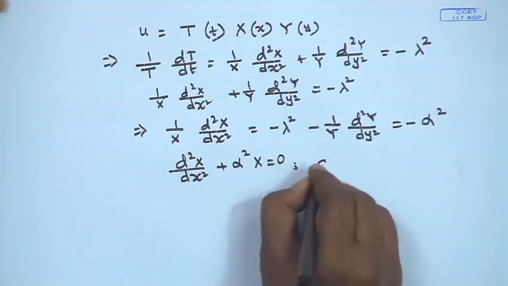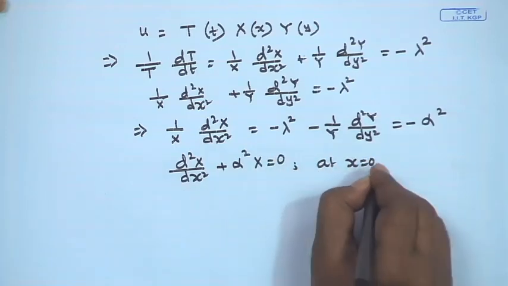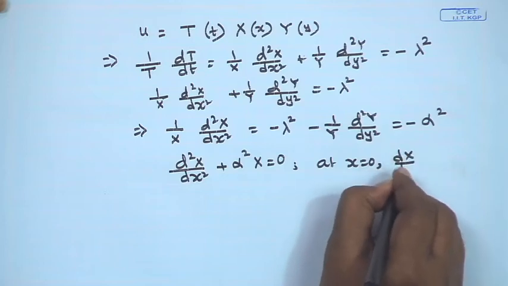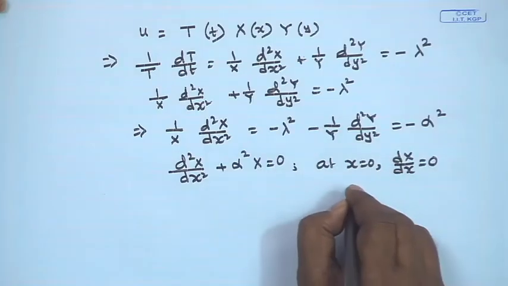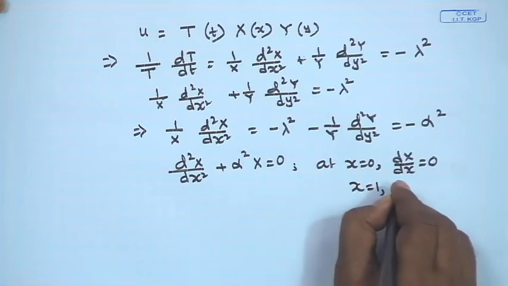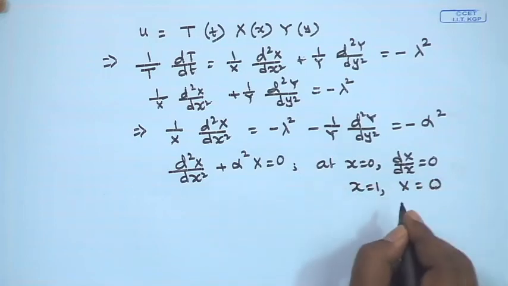At x is equal to 0, we have dX dx is equal to 0, because this must be satisfying the boundary condition of the original problem. In the mother problem, we had the Neumann boundary condition prevailing at x is equal to 0. So, therefore, in the sub problem also the spatially varying part must be satisfying that boundary condition at x is equal to 0. At x is equal to 1, it was a Dirichlet. So, we will be having a Dirichlet boundary condition here as well.